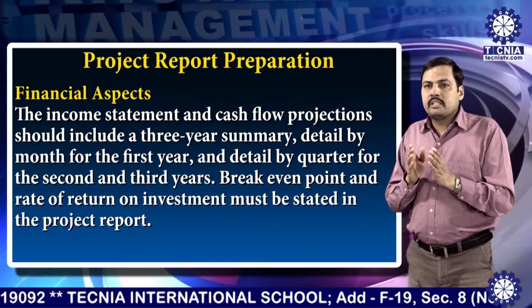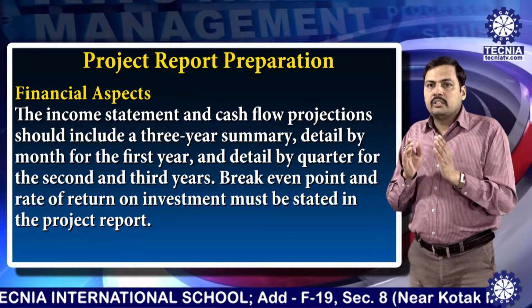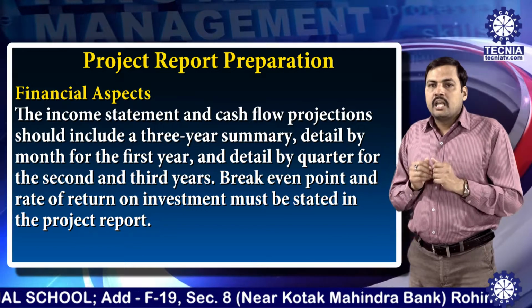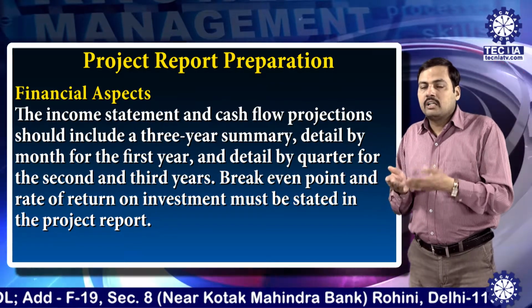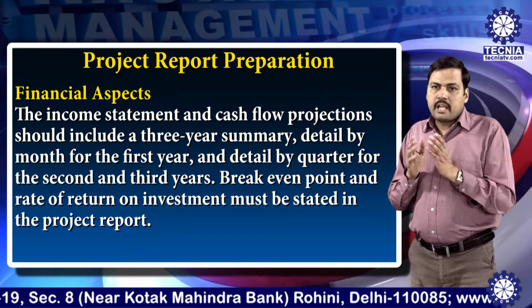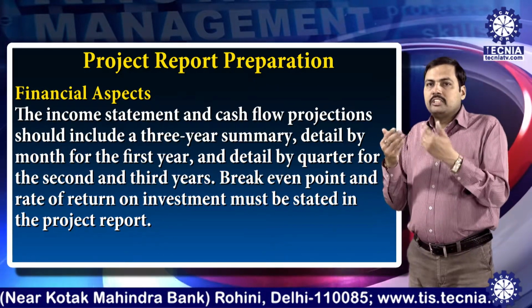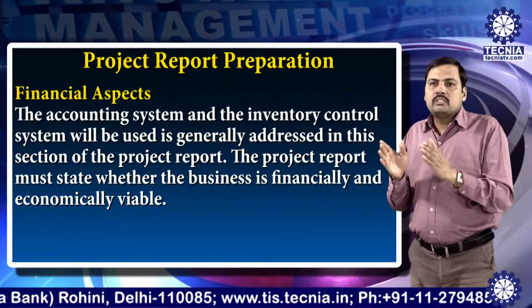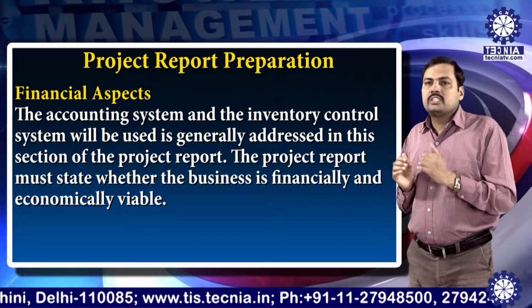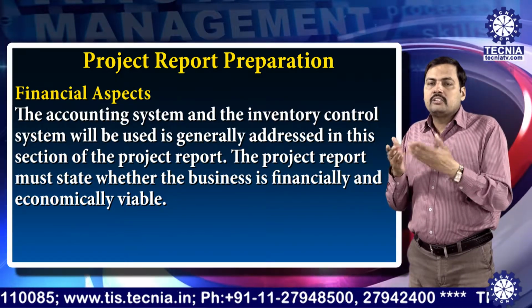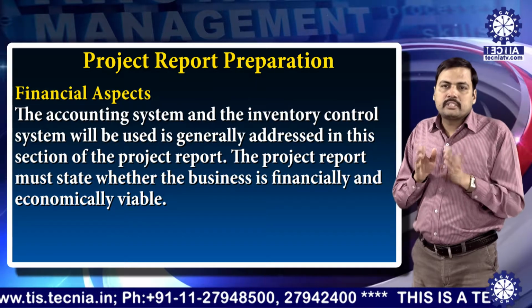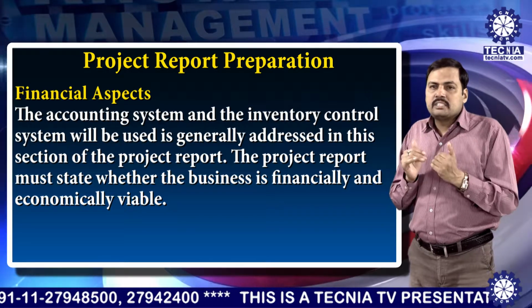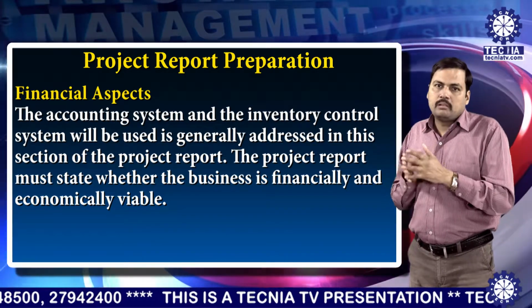The income statement and cash flow projections should include a 3-year summary, details by month for the first year and details by quarter for the second and third years. Break even point and rate of return on investment must be stated in the project report. The accounting system and the inventory control system to be used is generally addressed in this section of the project report. The project report must state whether the business is financially and economically viable.